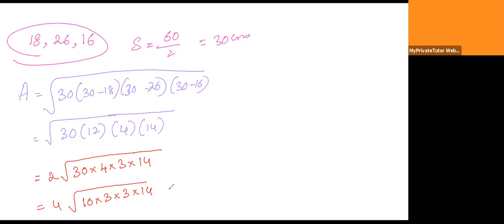So 3 squared is 9. If we take out 9, square root of 9, we will get 3 outside. Okay, that looks better. And we are left with 10 times 14. So is it possible to simplify 140 by any number? Is it possible to divide 140 by any number?